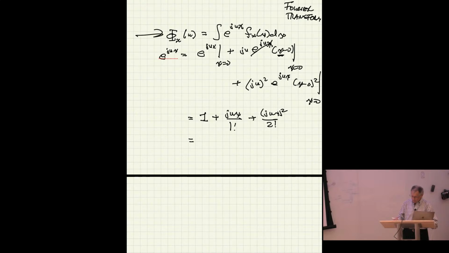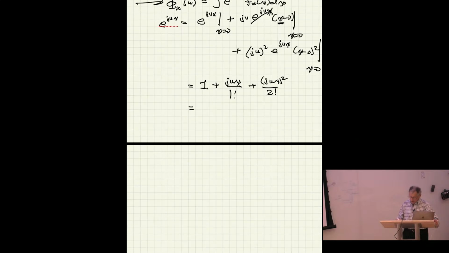So what this gives me, I'm going to put now into this integral equation up here. I'm going to get that phi sub x of u is equal to the integral of the density f sub x of x times what I just wrote down: 1 plus jux plus jux squared over 2 factorial, etc., dx.